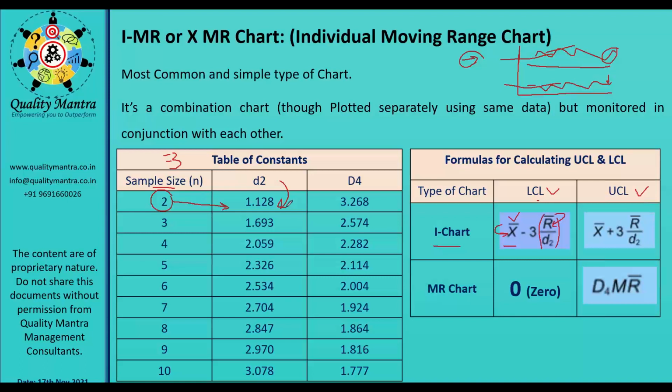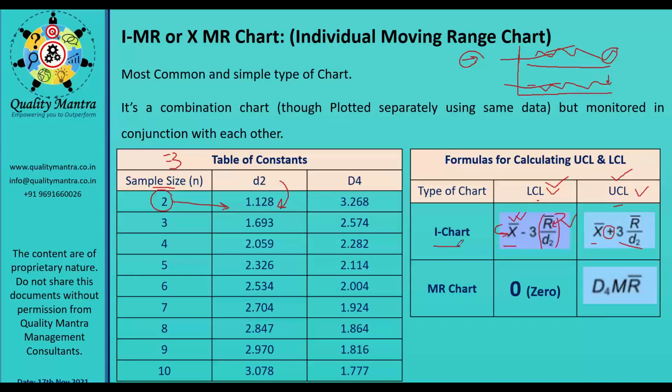Please note it down somewhere on a piece of paper. The D2 value will be 1.128 for the example which we are going to study in the Excel sheet. And for the UCL, it is the same, only the sign changes to plus. Right? LCL is X bar minus 3 into R bar by D2, and UCL is X bar plus 3 into R bar by D2. It means if you have calculated R bar by D2 and X bar, you will be able to calculate LCL and UCL.